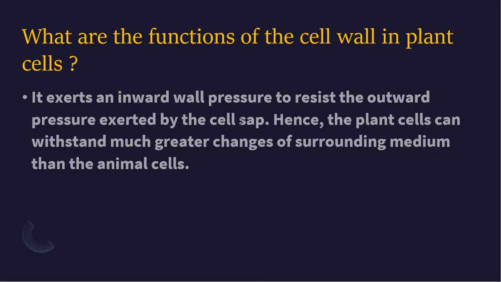Then what are the functions of the cell wall in plant cells? What is the use of this cell wall? It exerts an inward wall pressure to resist the outward pressure exerted by the cell sap. Hence, the plant cells can withstand much stronger changes of surrounding medium than the animal cells. When compared to animal cells, plant cells are stronger because of this cell wall. It gives support when external pressure is applied on the cell. That is about the cell wall.